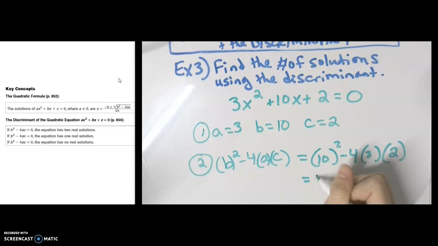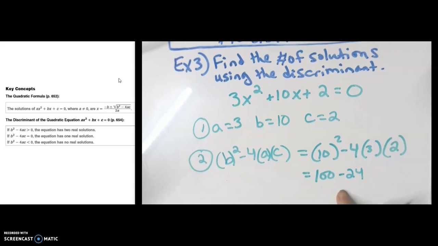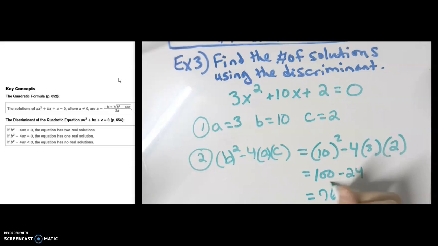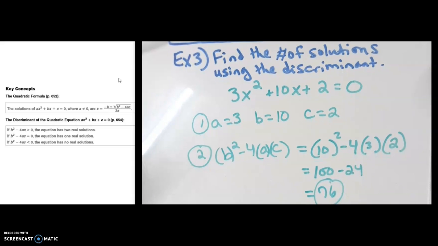What is 10 squared? 10 squared is 100. Then negative 4 times 3 gives me negative 12, and then negative 12 times 2 gives me negative 24. So my discriminant, when I solve this, 100 minus 24 equals what? 76. 76 is obviously greater than 0. It's positive. So if I look over here, my discriminant is positive. If my discriminant, b squared minus 4ac, is greater than 0, then the equation has two real solutions.